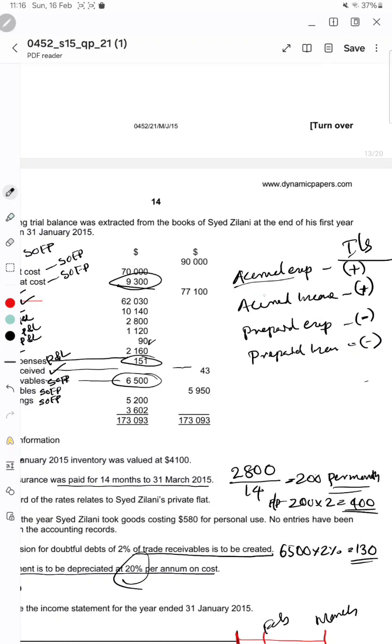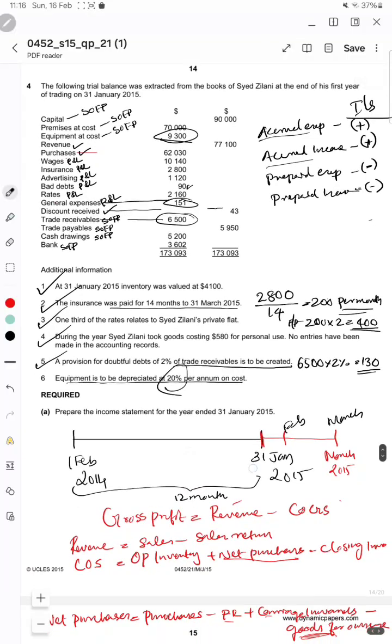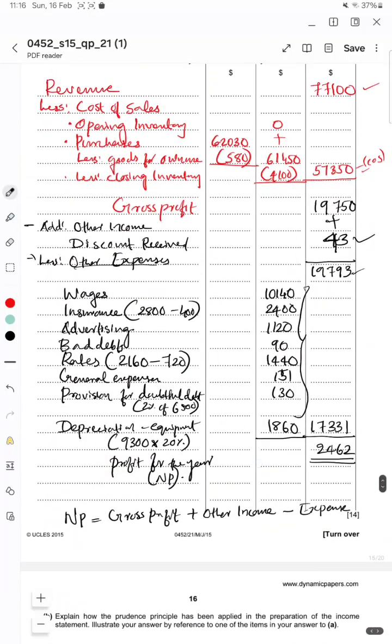So keep this in your mind. Accrued is also known as outstanding. Okay, outstanding expenses or income are added in the income statement. Prepaid expenses or prepaid income are deducted from the income statement. Okay, so this is only for the income statement. So this is the result for the income statement.